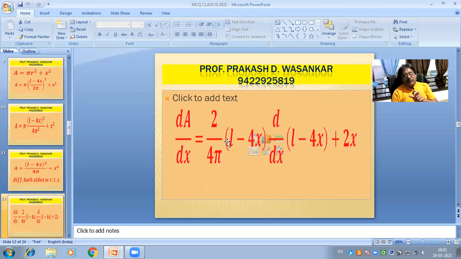Then here 2 ones are 1, 2 twos are 4. So write 1 upon 2 pi into (L minus 4x), d/dx of L, that is the length of wire which is constant, therefore derivative of L is 0, minus here d/dx of minus 4x. I find the d/dx of minus 4x by using the formula d/dx of nx, that is n. Similarly d/dx of minus 4x is minus 4. So here 0 minus 4, that is minus 4, into here 1. So minus 4 upon 2 pi into (L minus 4x), plus 2x.